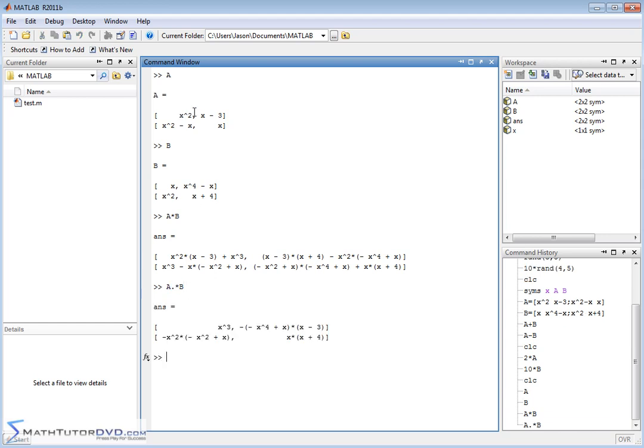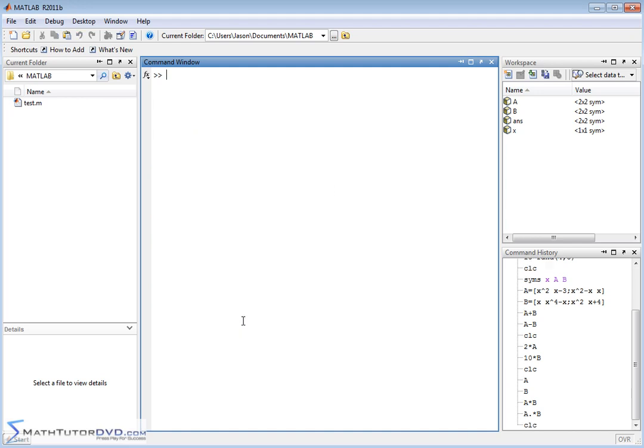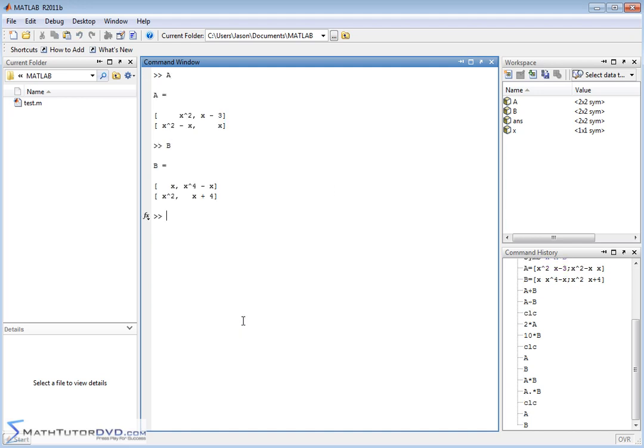So now we have x squared times x for the first element, and that just gives us x to the third. This x minus 3 times this stuff is going to give me this expression here. So this one is doing it element by element. This way is doing it in the true matrix multiplication way, where you go across and down and you have to sum up everything. So let me put matrix A and matrix B back up there.